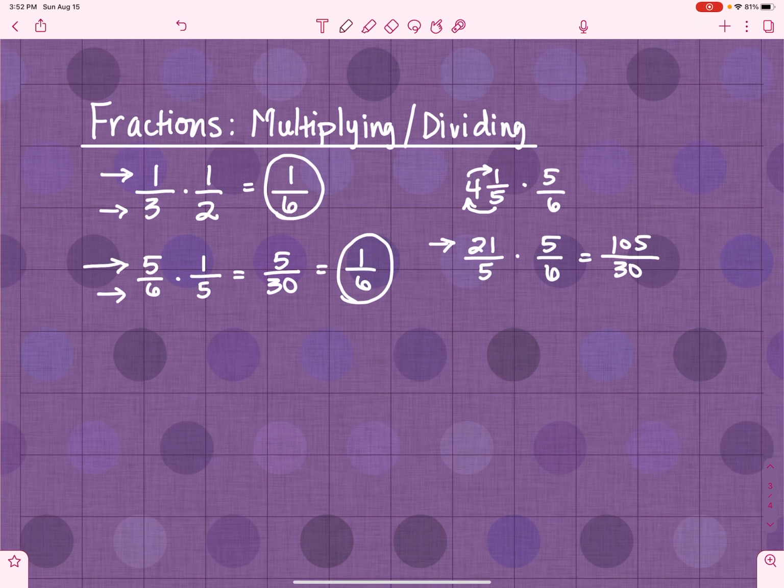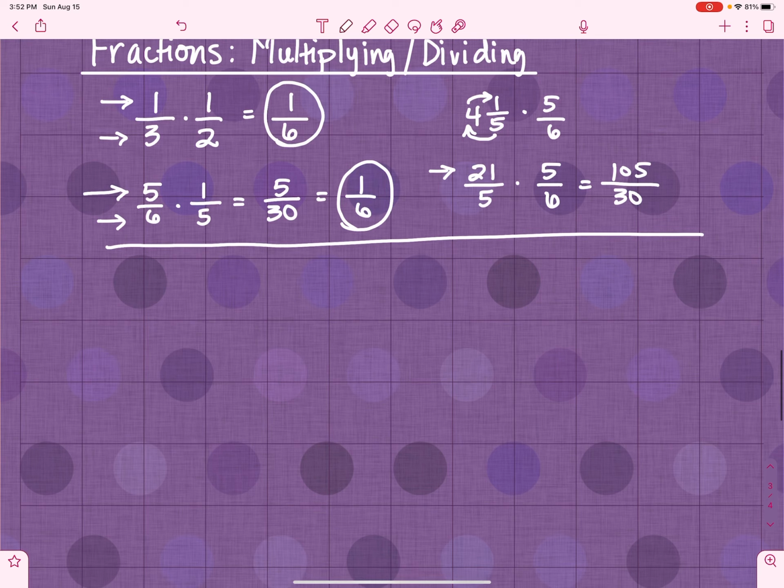Okay, so if I'm looking at division, when I'm looking at division, we have a rule. Let's see if you can remember it. Let's say I've got 3/4 divided by 1/2.